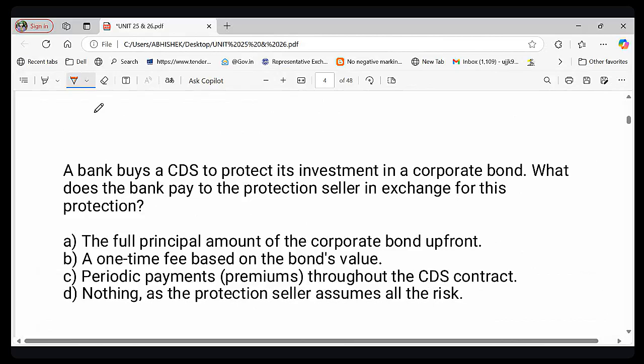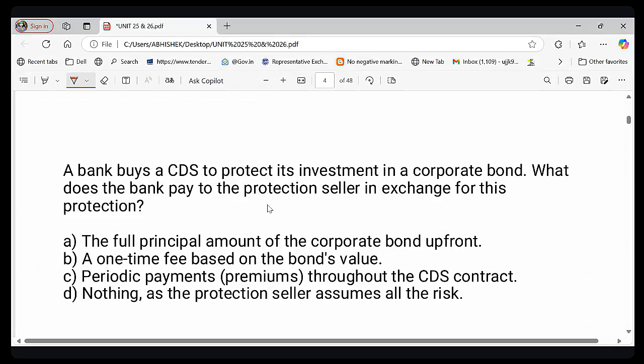So what is the question asking? Let's see. So friends, in this question, a bank buys a CDS to protect its investment in the corporate bond. Just now I have seen in the previous question that a bank buys CDS to protect its investment in the corporate bond, right? So what does the bank pay to the protection seller in exchange for this protection?